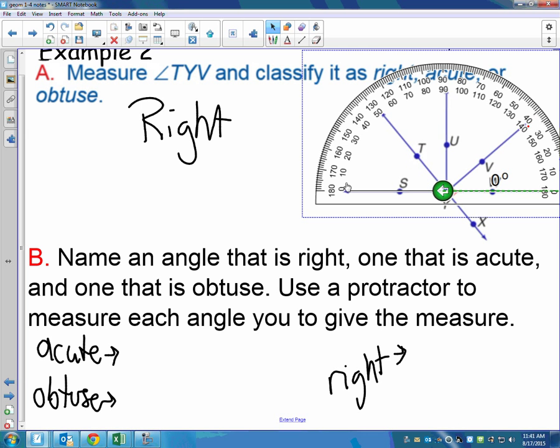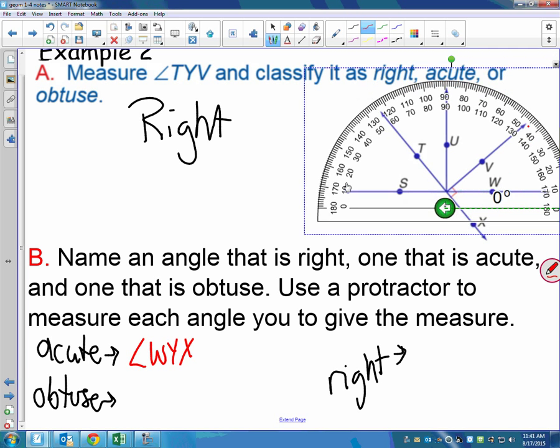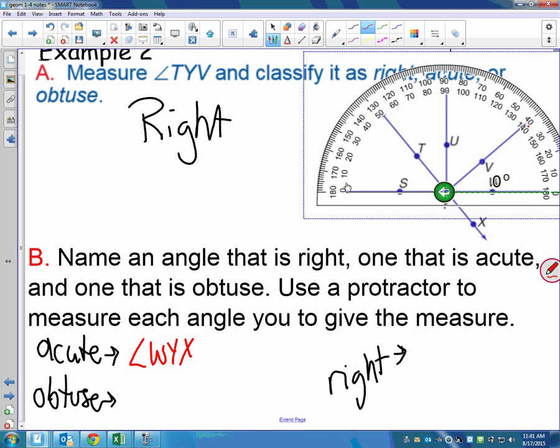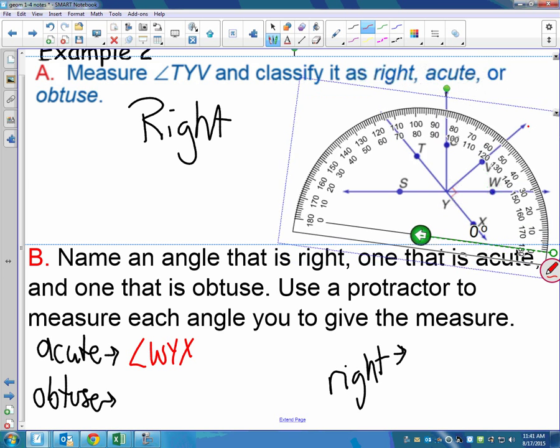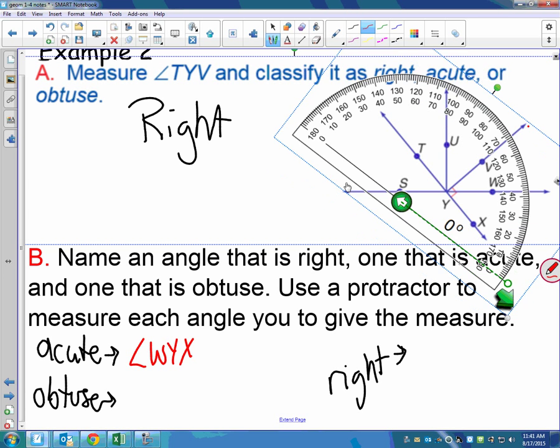All right, who can give me an acute angle? Mackenzie. Angle WYX is acute. WYX. That would be this one down here, right? How about I just take your measurement? What'd you get? 50 degrees. Did anybody else measure that one?